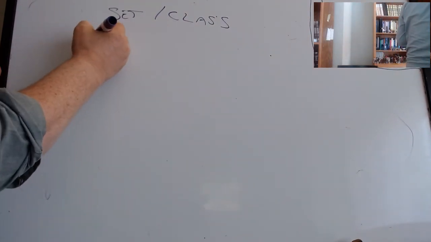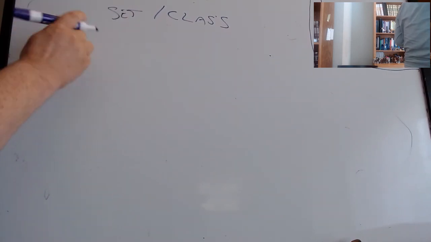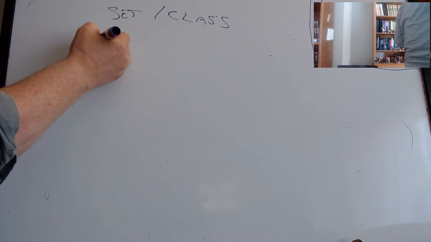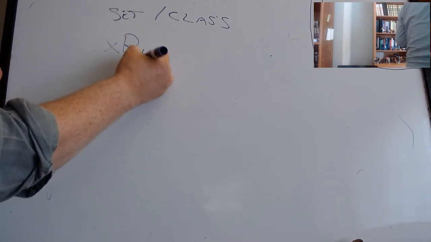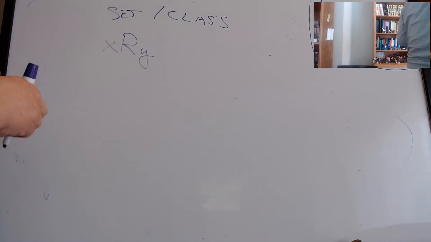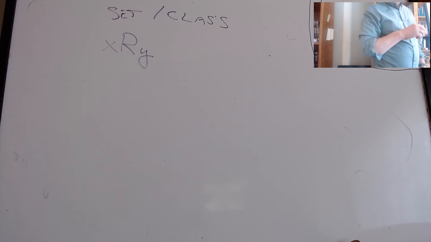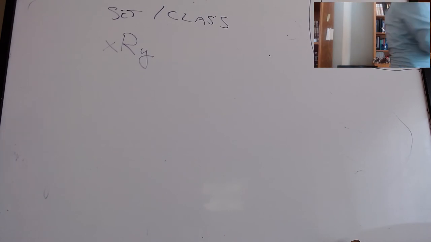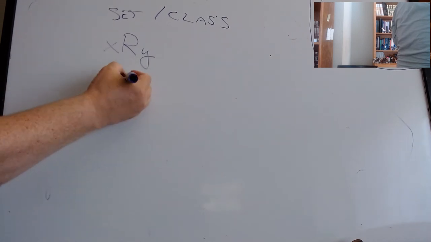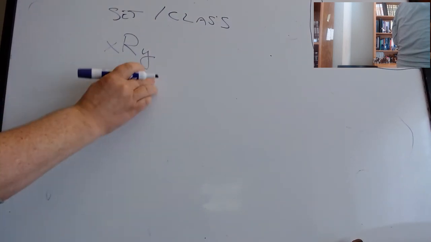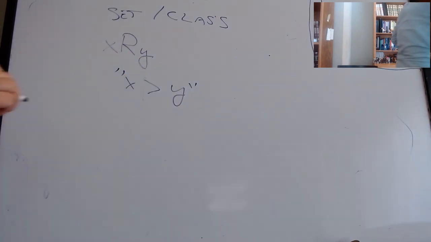But the way Carnap thinks about relations is that a relation is kind of like a set, but it's built on a different type of propositional function. So here's a propositional function where you have to supply two different things to get the proposition. So for example, R(X,Y) might mean X is greater than Y.